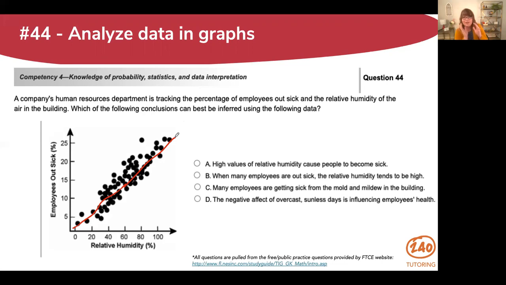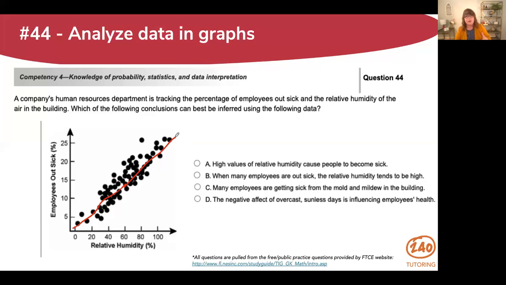Now this line of best fit, you don't need to know it for this question, but you may need to know it for another. If it is a positive correlation between the two variables, you will get that line that's going up. A negative correlation indicates one variable increases and the other decreases. So you'll see the line going down.